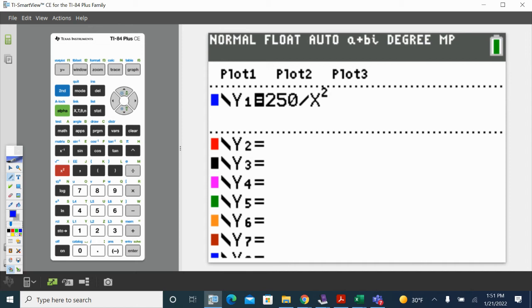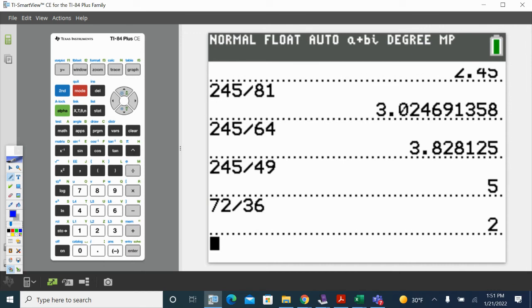So here's the thing. By using this feature in the graphing calculator, the graphing calculator is doing all of the things that I just did by hand. Over here on this screen, I kept dividing by the perfect square. I took the 245, I divided by 64, 245 divided by 49. What the calculator is doing for me is all of that work.